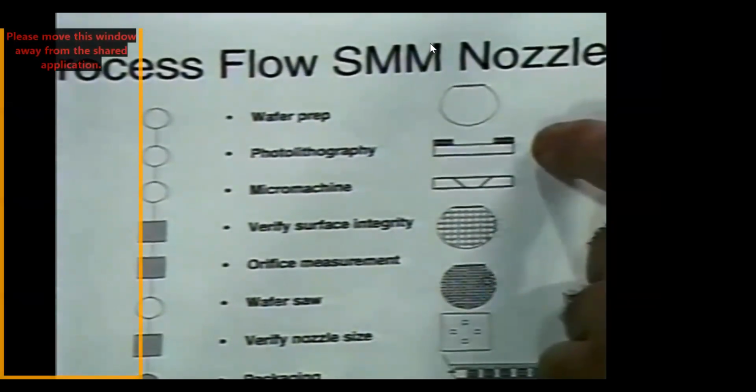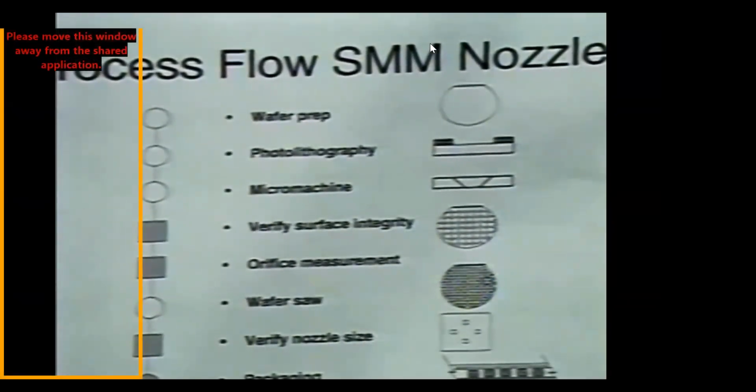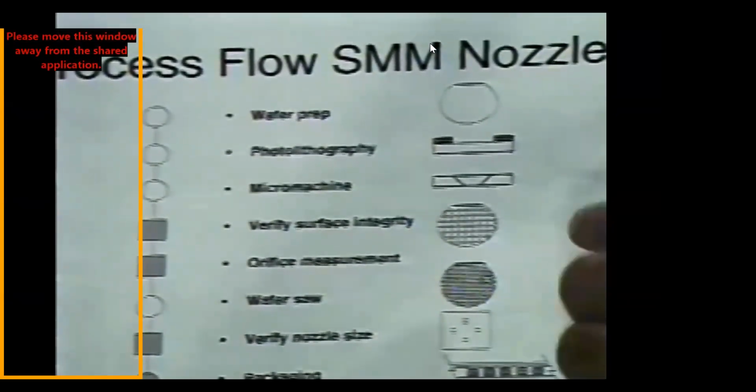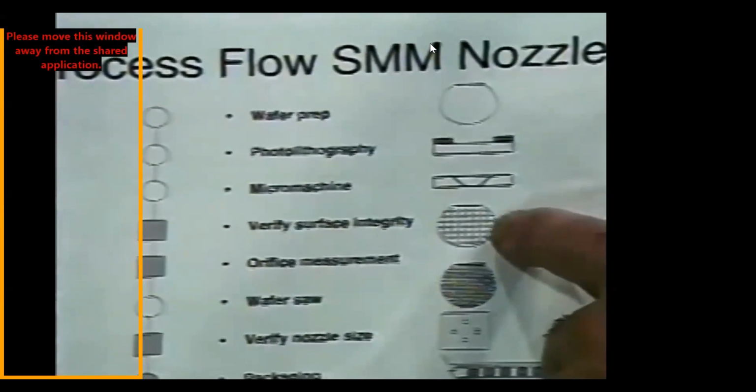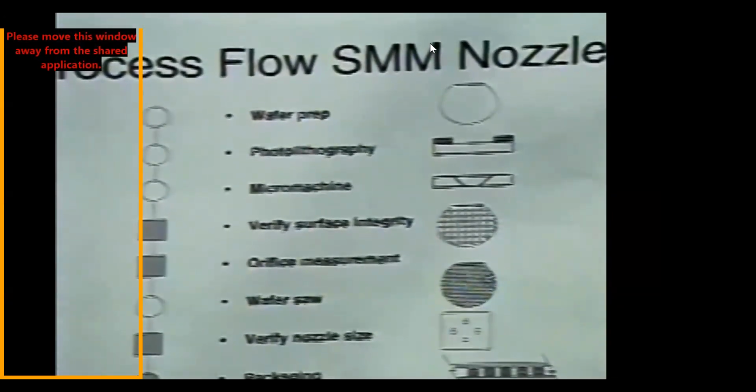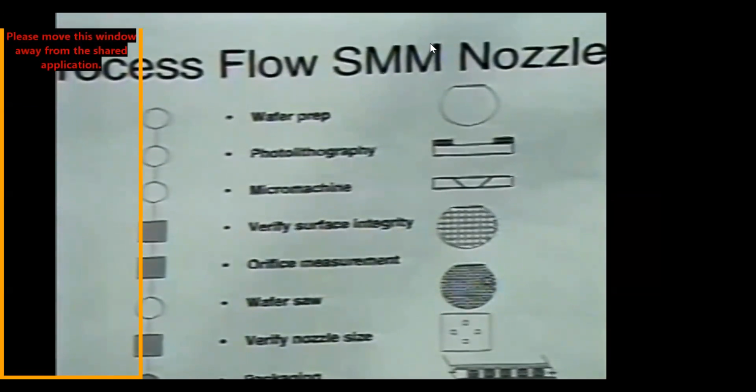You do some photolithography on it. You do a wet etch. Ours is KOH. And then you go through a process of verifying and testing these products prior to shipping it. The verifying, we'll go over here in a second.